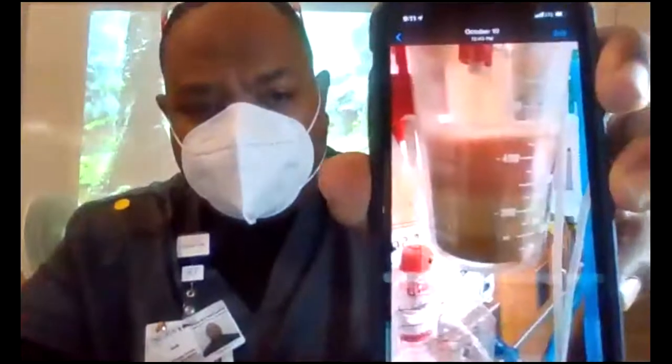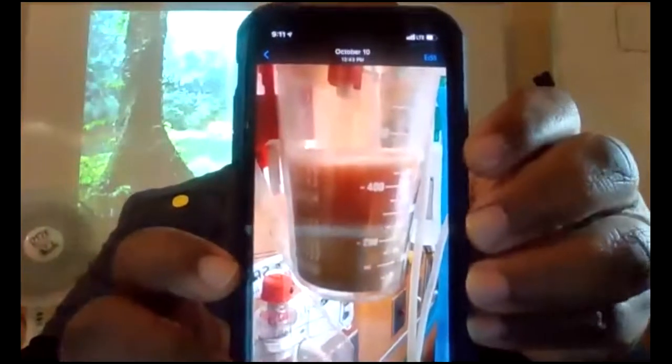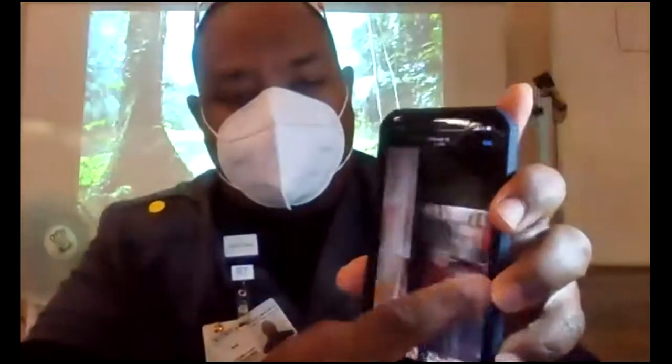This is a canister of stuff that came from somebody's trach. This is what you're getting ready to do every day. This is secretions. Look at that.